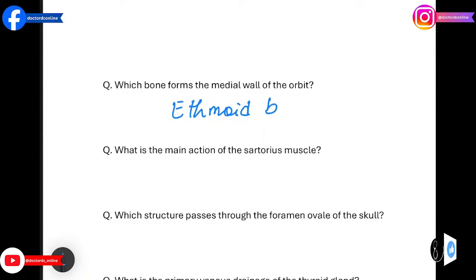The next question is, which bone forms the medial wall of the orbit? And the answer is ethmoid bone, because the thin lamina papyracea of the ethmoid separates the orbit from the nasal cavity.